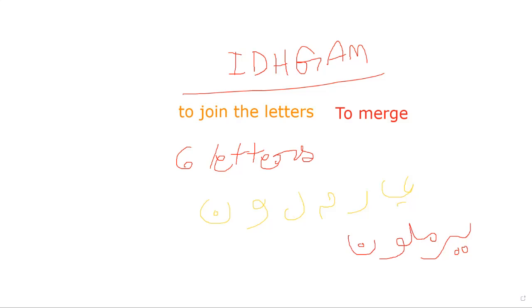So again, idgham means to join the letters or to merge, or in Bangla we know milani, something we put together. There are 6 letters of idgham: Ya, Ra, Mim, Lam, Waw, Nun, and that is together Yarmalun. Next, there are 2 parts of idgham. How many parts? 2 parts, or 2 types.